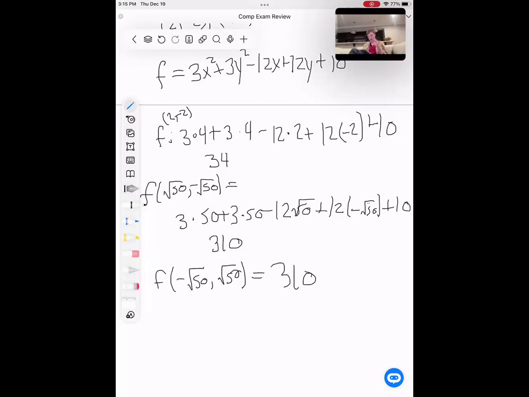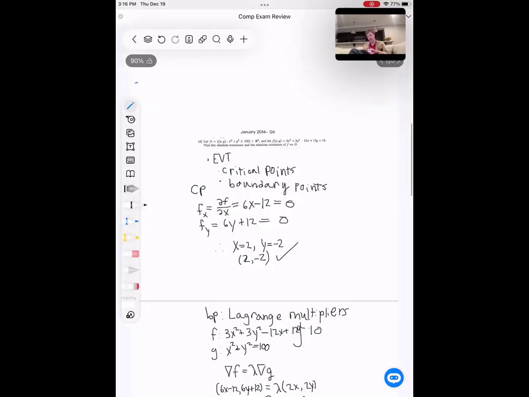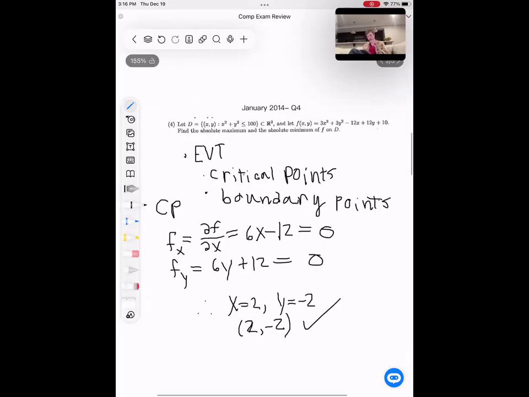So as we can see, we have an absolute maximum value, which is going to be 310, and an absolute minimum value, which is going to be 34. And if you wanted to leave your answer just like this, that would be absolutely acceptable. So there you go. That is how to find the absolute maximum and minimum of this function, right, subject to a certain region.